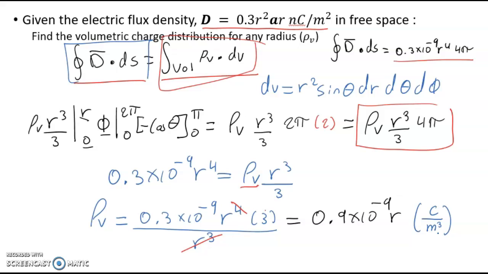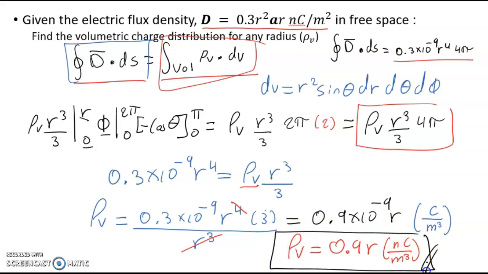That way, we can obtain my full expression of rho v. Rho v equals 0.9 times radius nanocoulombs per cubic meter, which is the one thing being asked by the problem. There we go.